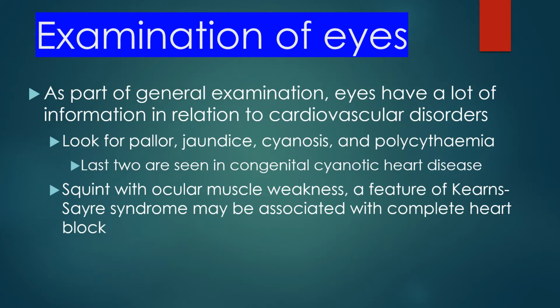As part of general examination, eyes have a lot of information in relation to the cardiovascular system. Look for pallor, jaundice, cyanosis and polycythemia. The last two are seen in congenital cyanotic heart disease. Squint with ocular muscle weakness is a feature of Kearns-Sayre syndrome and may be associated with complete heart block.